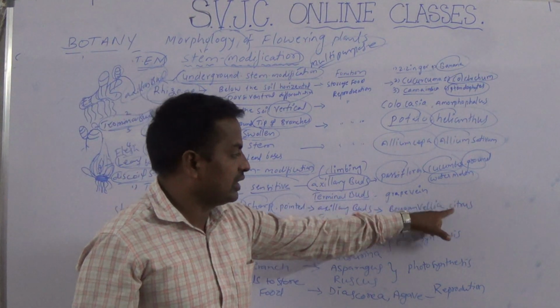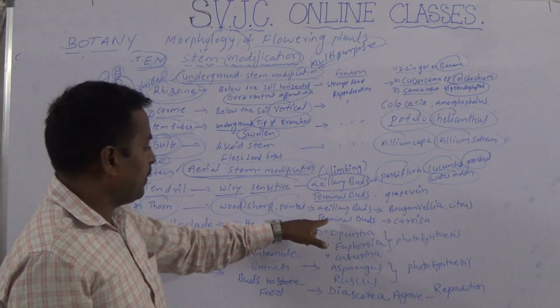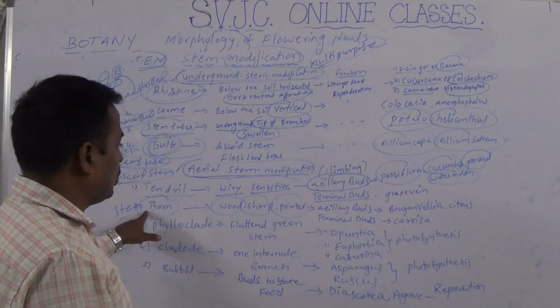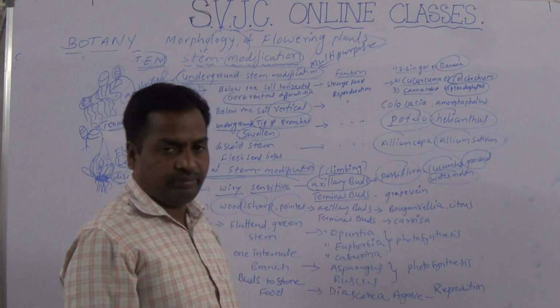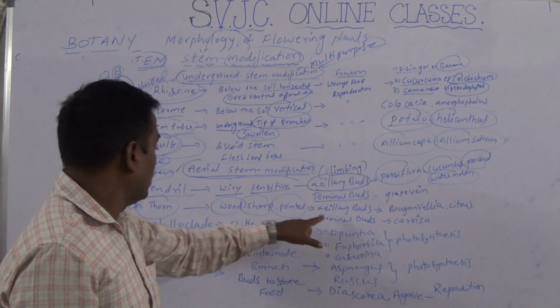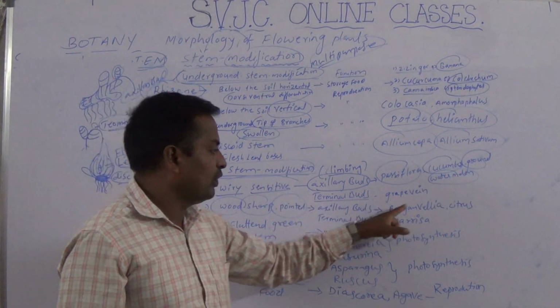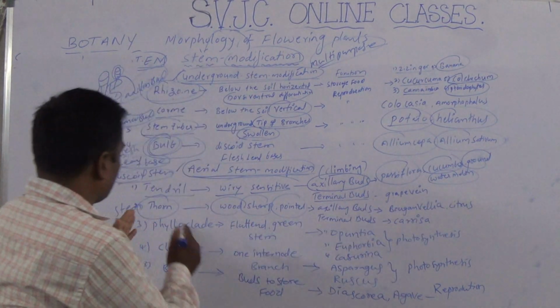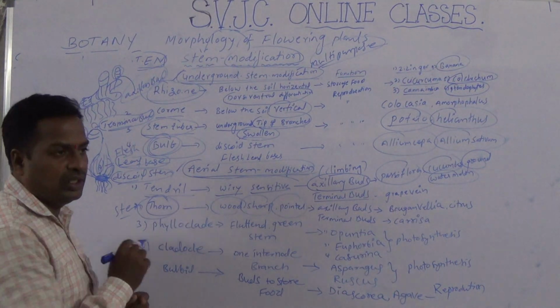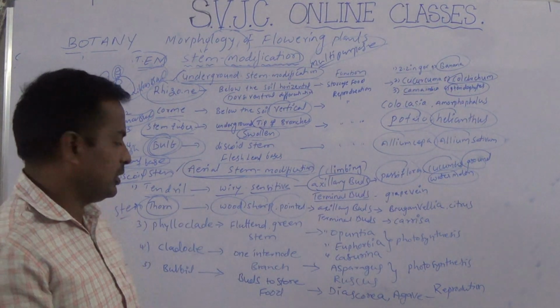Bougainvillea and citrus. The next one is, in which plants do the terminal buds develop into thorns? Carissa. In axillary buds, Bougainvillea and citrus. What is the function of the thorns? To protect the plant from grazing animals.